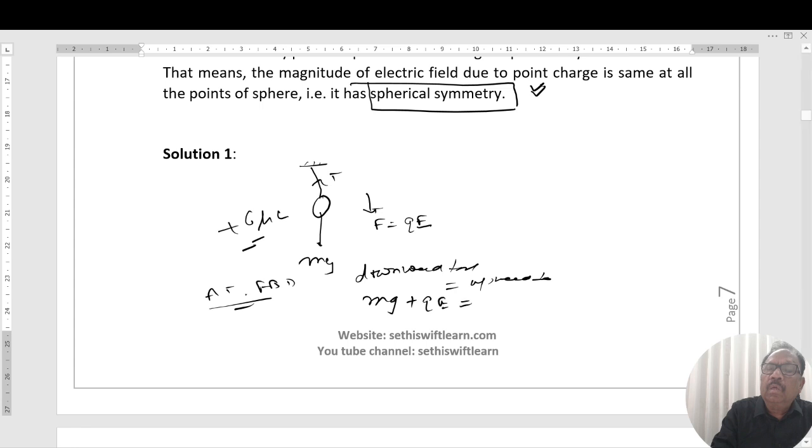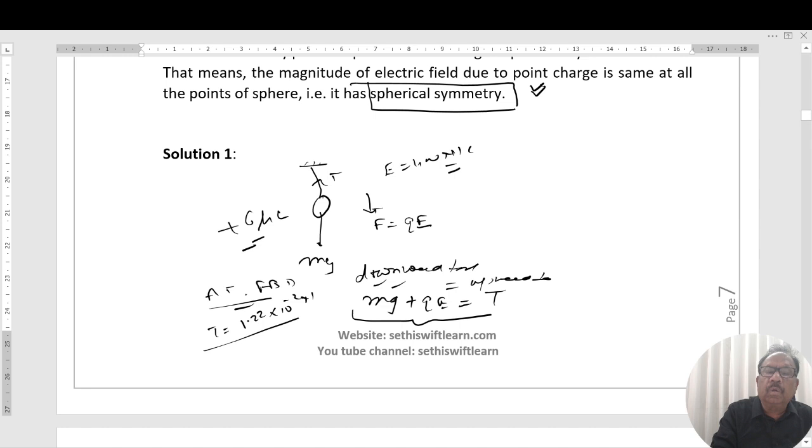qE plus mg equals tension. In this case, mass is given, acceleration due to gravity is known, charge is known, and electric field is known. The electric field given is 400 Newton per coulomb. So, substituting all the values, we will get the answer. Tension will be equal to 1.22 into 10 to the power minus 2 Newton. Right? This was case 1.